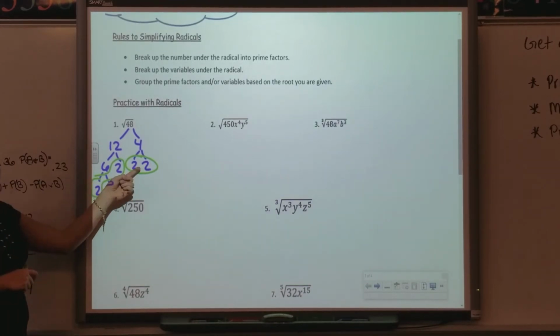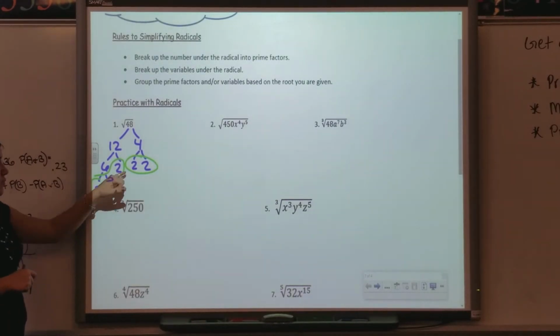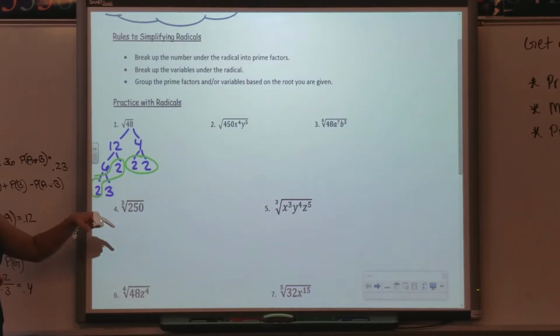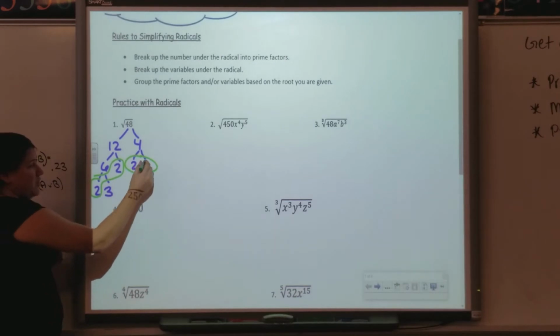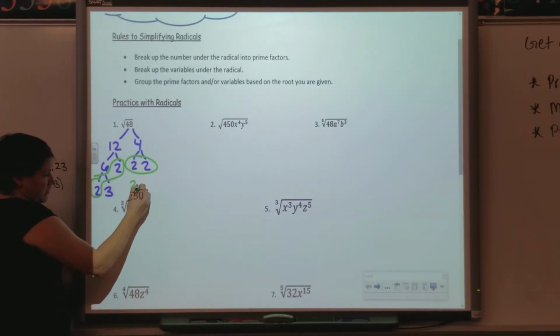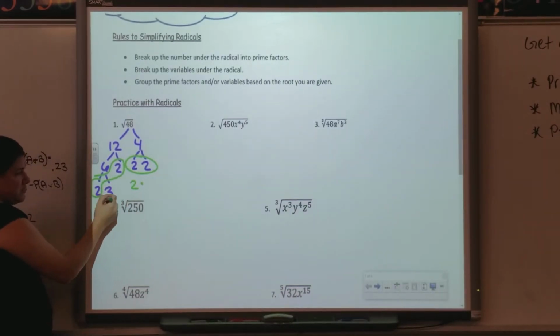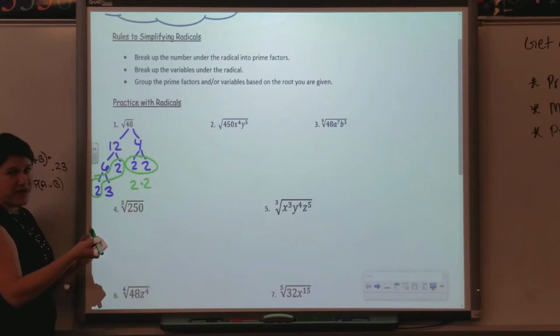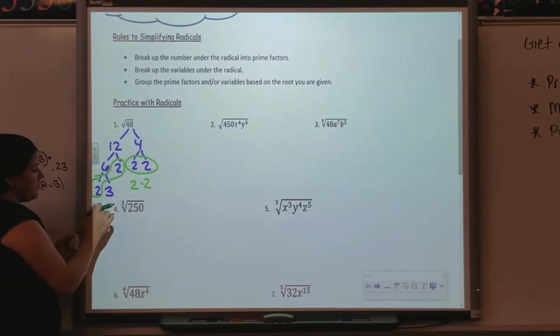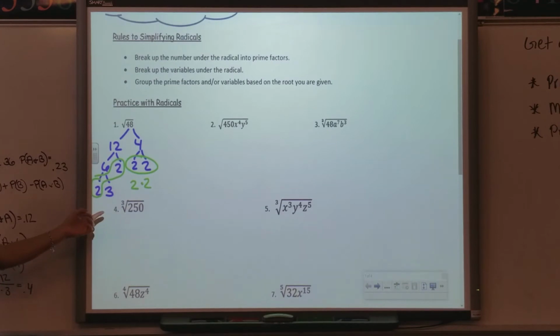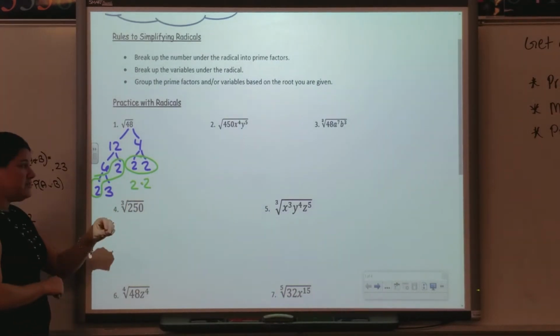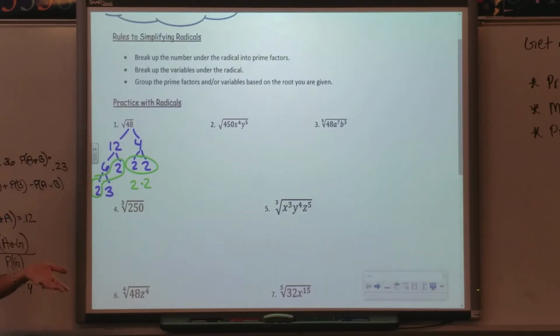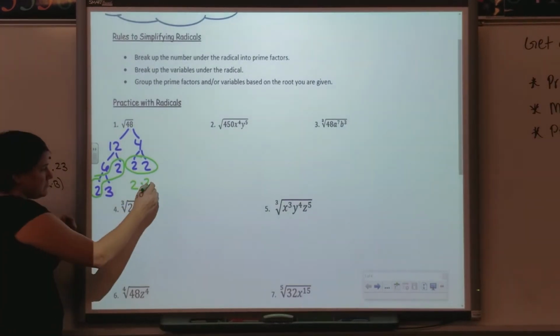Since we have two of these, you're pretty much going to pull it out every time you have a group. It's going to come outside of the radical. So we have one group of 2's, that's going to come outside the radical. Then you have another group of 2's. You're going to pull one 2 out of that group, outside the radical. The 3 is kind of left over by itself. If it does not belong to a group, it's going to stay under the radical. So pretty much think about it this way: anything left over goes under the radical.